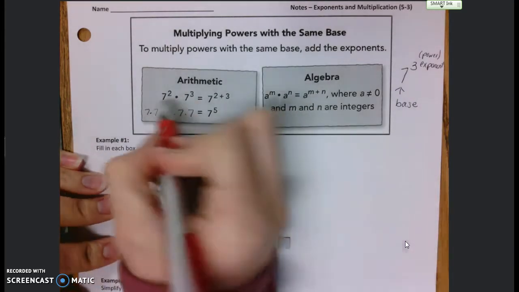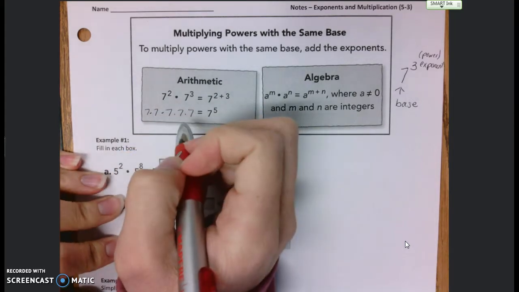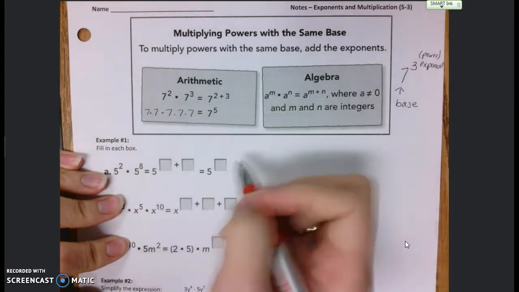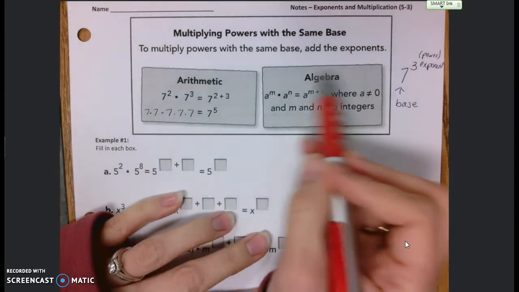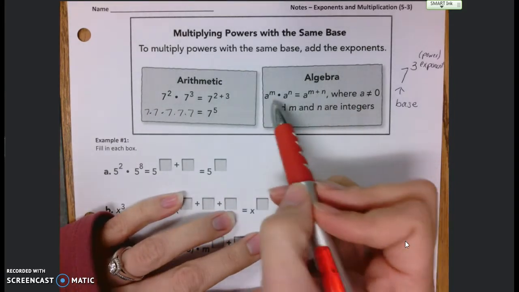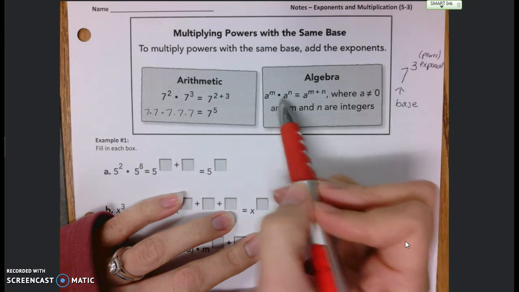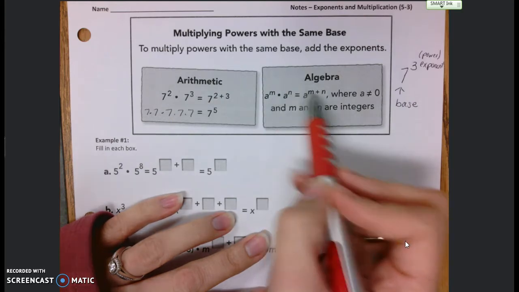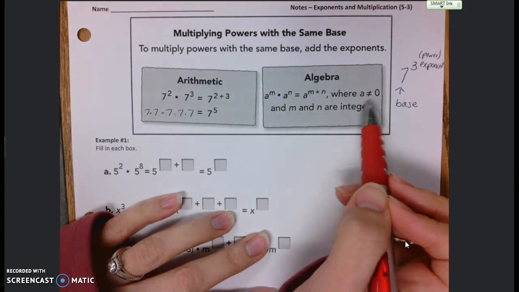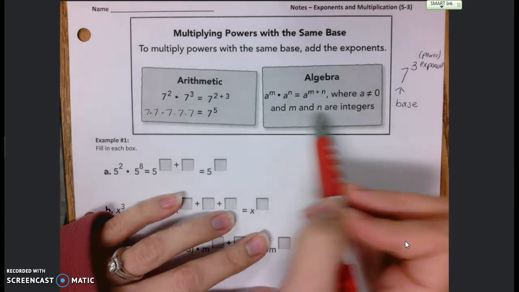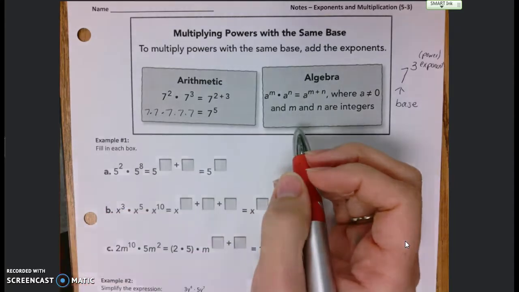So if you have the same base, which in this case you have a 7 and a 7, so the bases are the same, all you need to do is add the exponents to simplify the question. When they're showing us algebraically here, they are saying that a to the m times a to the n, both of those bases are the same, all you need to do is add the m and the n, add the exponents. Notice they're saying where a is not 0 and m and n are integers. If the base is 0, that's a different story.